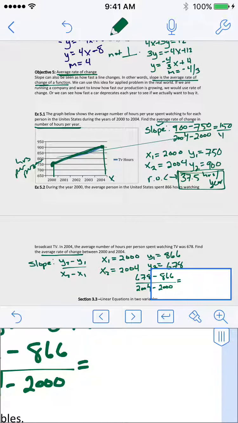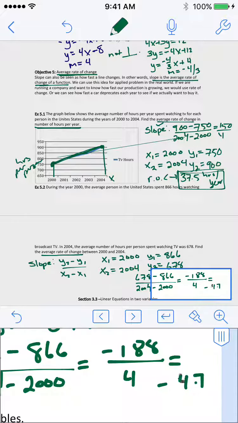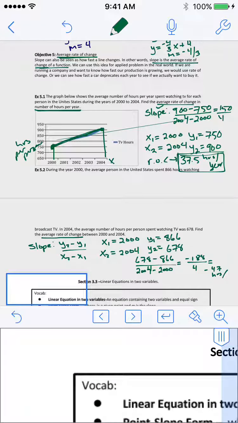Compute that out. We got 678 minus 866 is negative 188 over 2004 minus 2000, which would be 4, or an average of negative 47 hours per year.